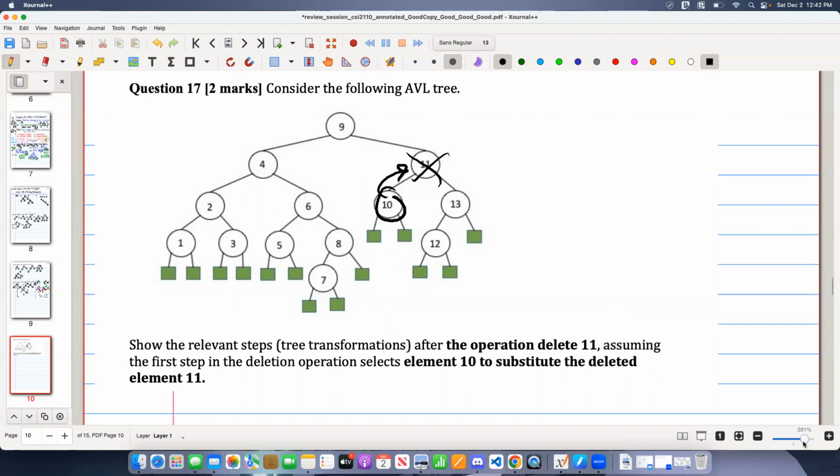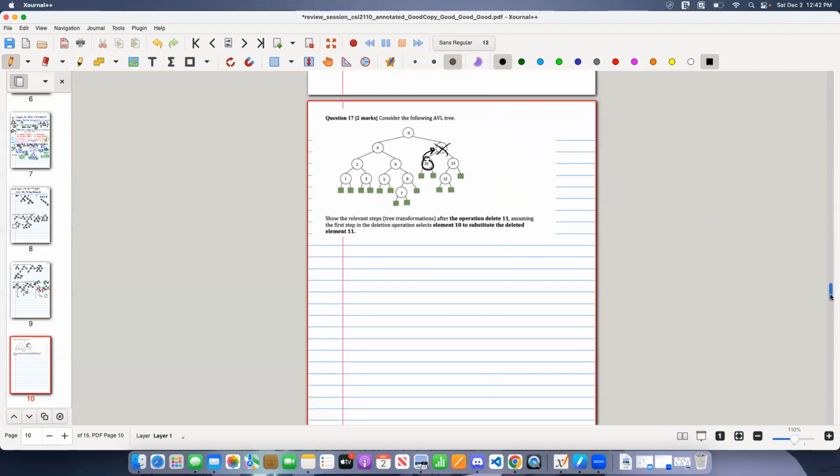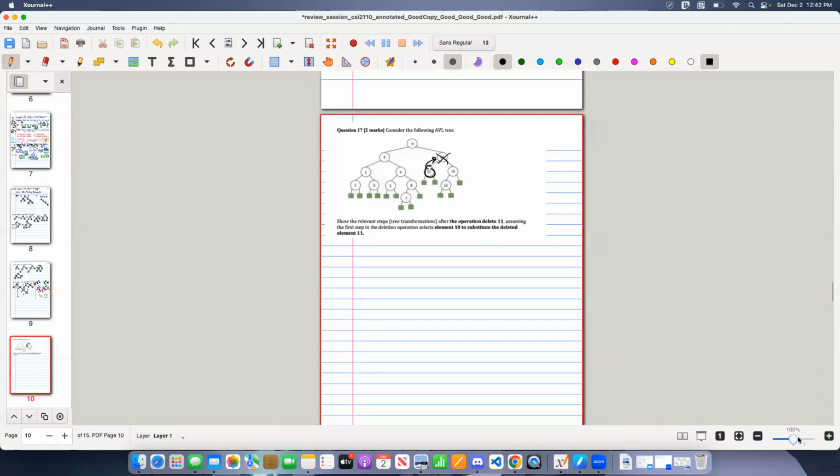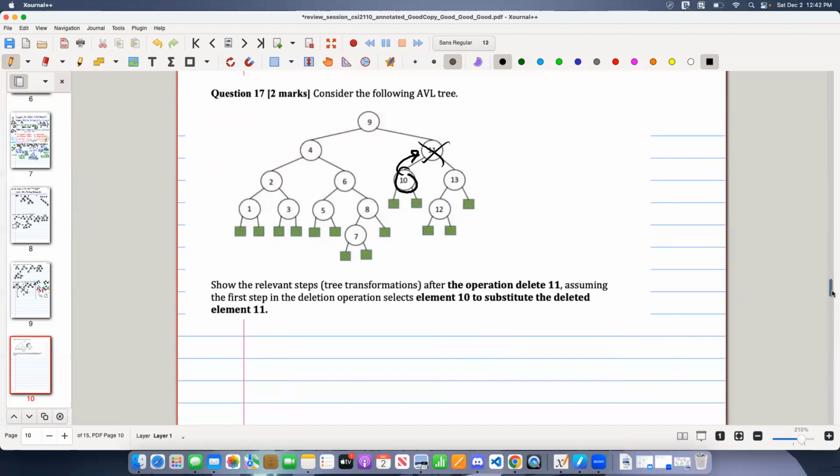Can you guys see it when I do it like this? Or is that too small? That's too small. Okay, is that good enough? So I need to be able to, yeah, that's okay.